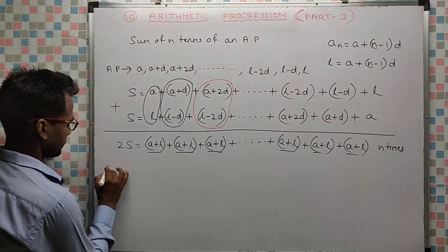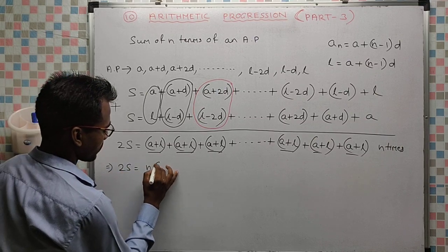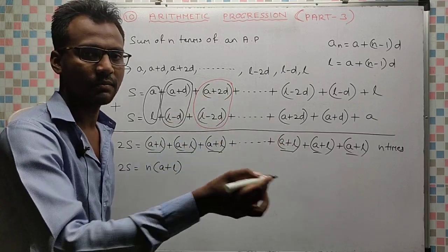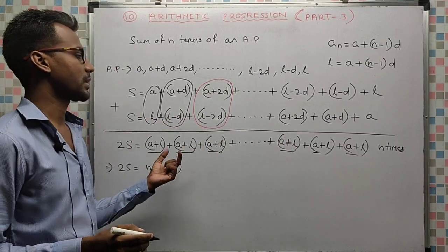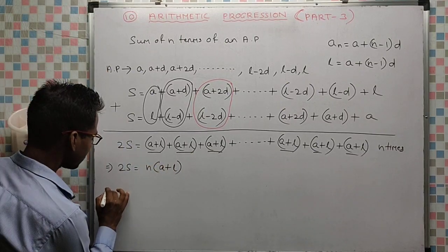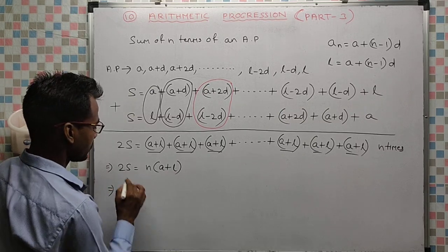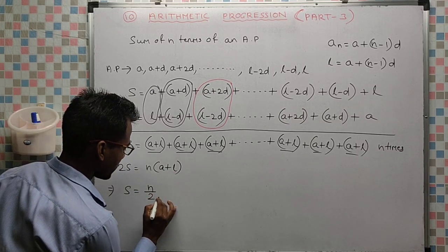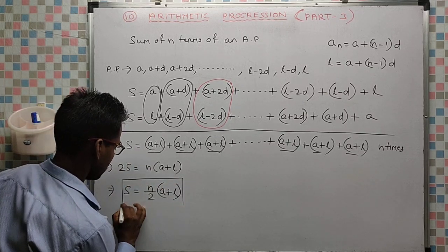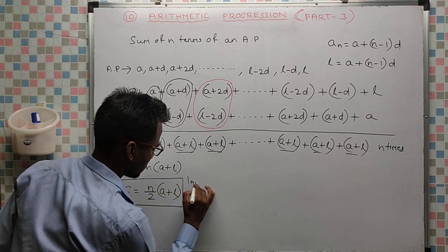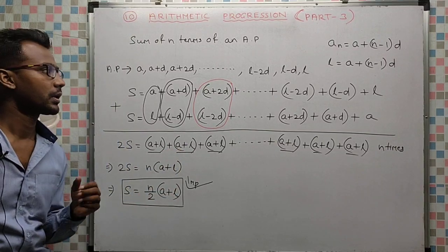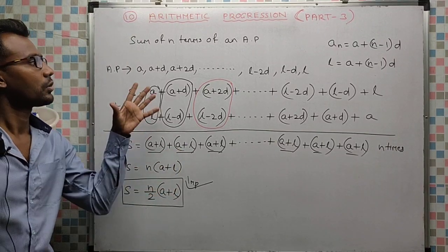Then this should be n into a plus l, because x plus x plus x, n times, is nx. So a plus l repeated n times will be n whole into a plus l. So 2S equals n into a plus l, and S is equal to n by 2 into a plus l.